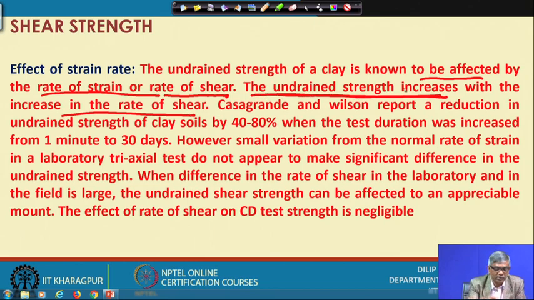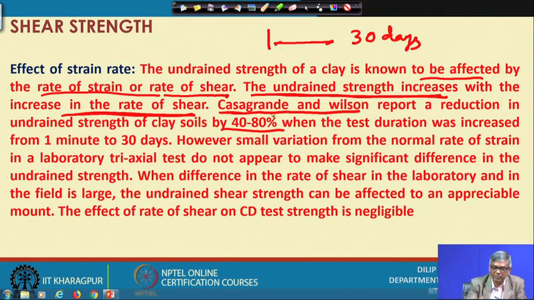Undrained strength increases with the increase in the rate of shear. And by how much? Some researchers, Casagrande and Wilson, have reported that this increase can be up to 40 to 80% when a soil sample is sheared in, suppose, 1 minute versus 30 minutes. If one sample is sheared within 1 minute and another sample over 30 days, which is very slow, then because of this change of rate, the increase in shear strength can be in the order of 40 to 80%, but different soils will have different increases.